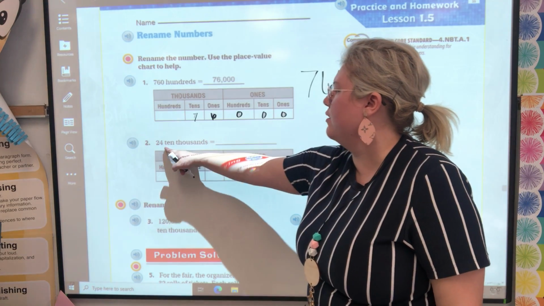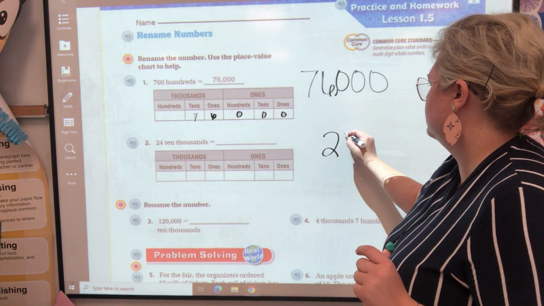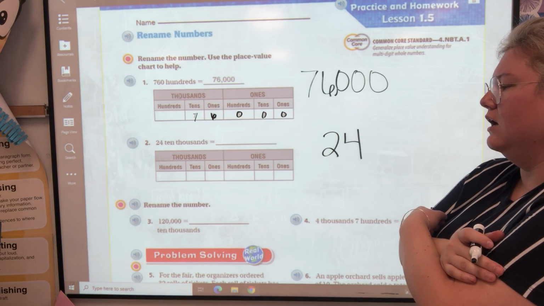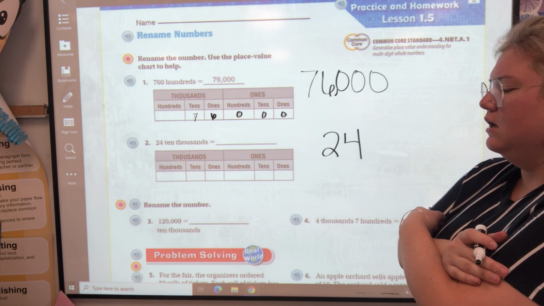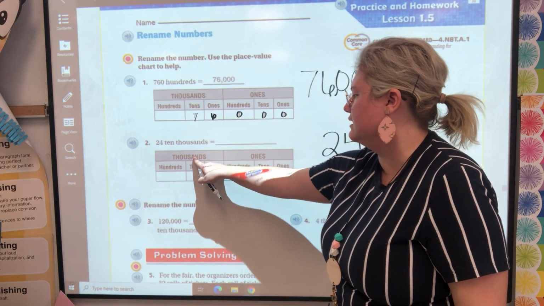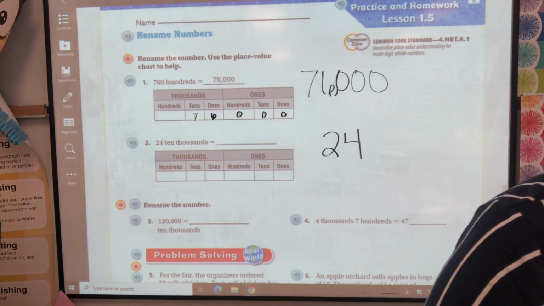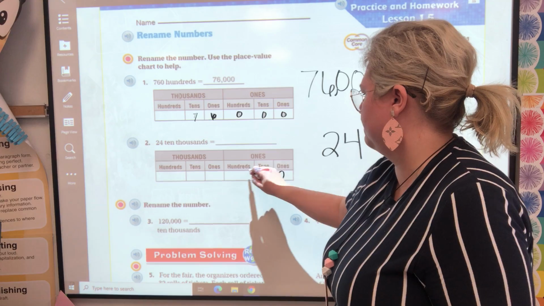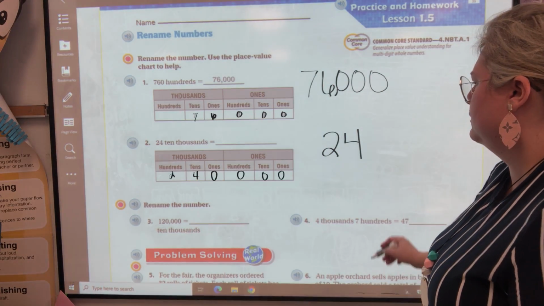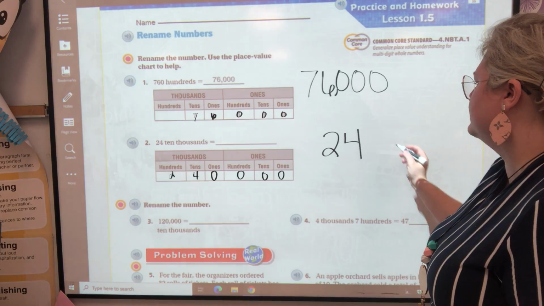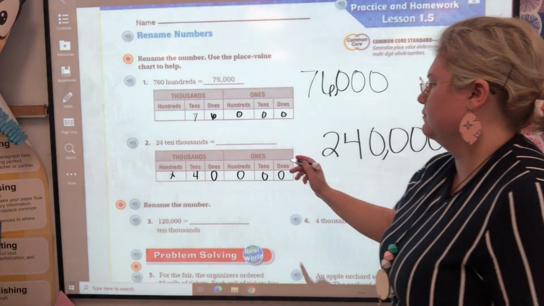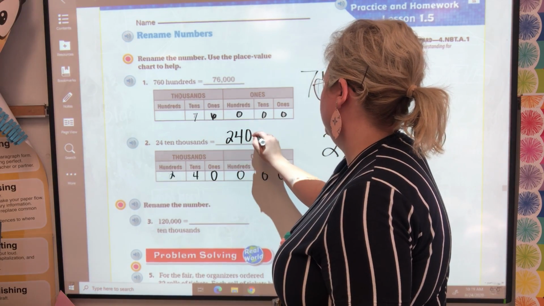Let's try it down here. We have 24 10,000s. How many zeros are in 10,000s? Okay, well, let's look. If we filled it out to 10,000s, where would we go? And the 24 goes here. In 10,000s, there are 4 zeros. 1, 2, 3, 4, separated by a comma. $240,000.